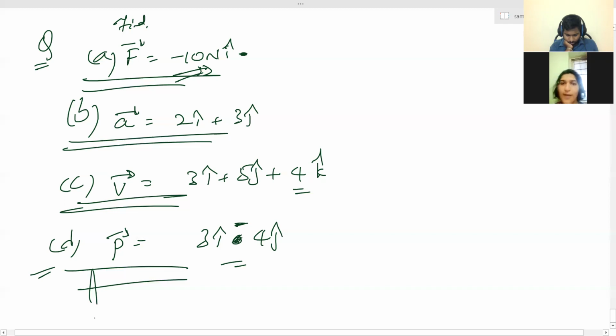Sir, the first one is minus 10 i cap. Magnitude is only 10 newtons, right? Root over, magnitude will not be negative. That minus indicates the negative direction of the x-axis direction. Only 10 newtons.